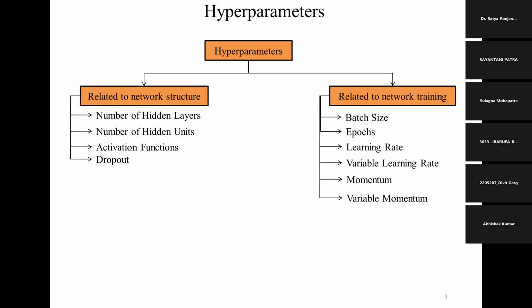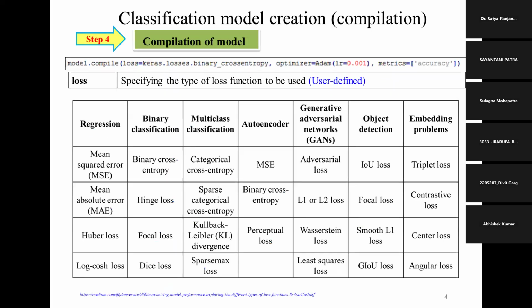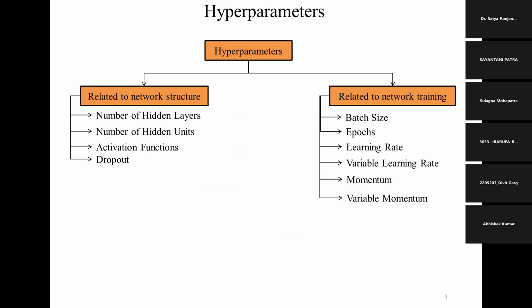When we go for the compilation of the model, here the hyperparameters come into the picture. So what exactly are hyperparameters? Broadly, the hyperparameters are divided into two parts. One is related to network structure, which includes the number of hidden layers. Hidden layers are nothing but your convolutional layers, your pooling layers, all those things. And the number of hidden units. Hidden units means inside your layers, how many filters we use, what could be the size of the stride, whether we are going to use padding or not, and activation functions, like the one I have shown you, which is ReLU.